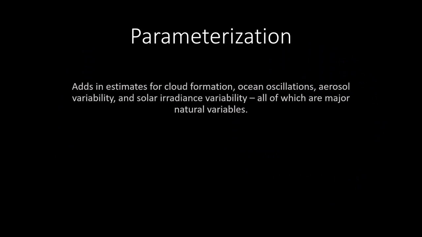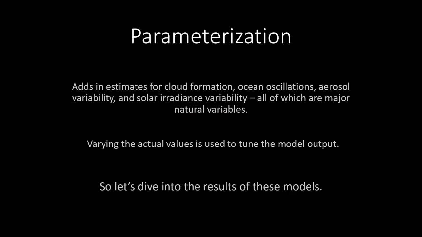To make up for this lack of resolution and other limitations in how the equations are formulated, there are add-in estimates called parameterizations, and these cover cloud formation, ocean oscillations, and other major natural variables. These parameterizations are actually modified to tune the model output to make it better agree with some selected period of actual measurement. So let's dive into the results of these models and see how they do.